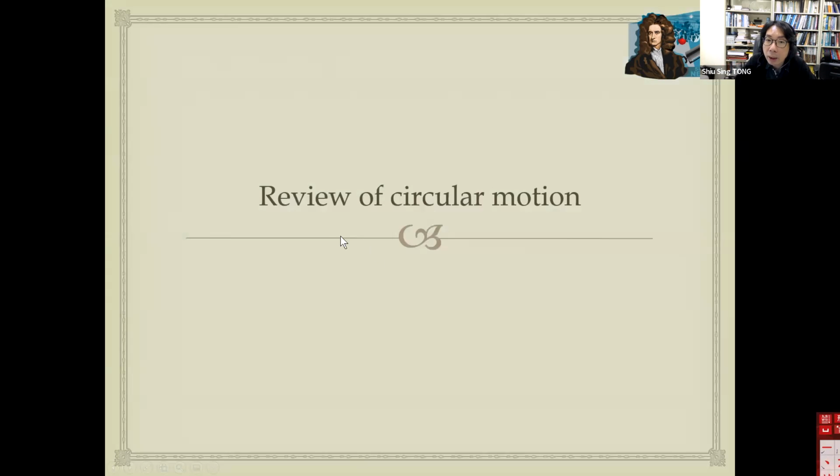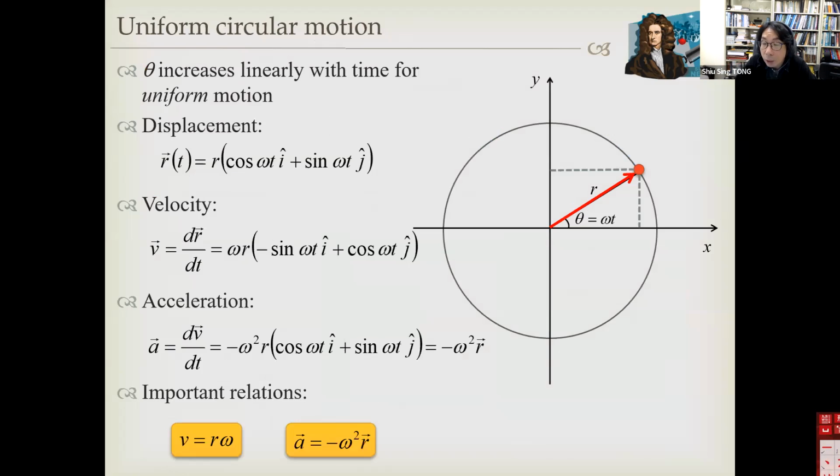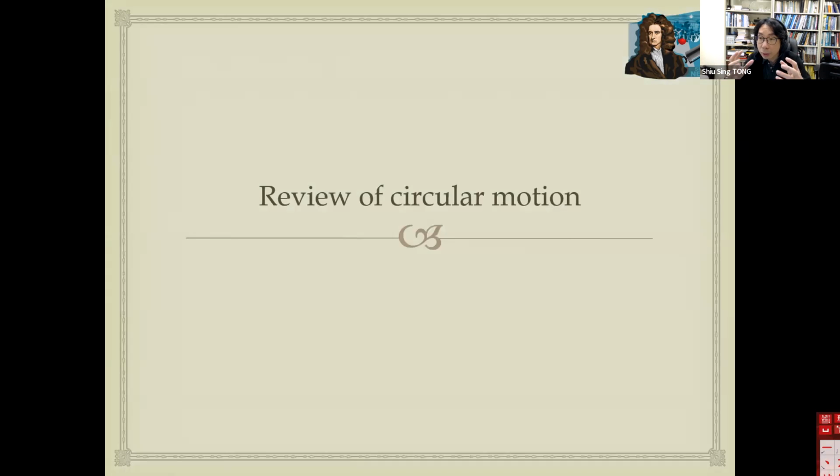And after a brief review of circular motion, I will talk in detail on how to formulate the rotation of a rigid body, a body as a whole, rotating with a certain angular velocity about an axis. Okay, so let's stop here. Let's stop the recording now.